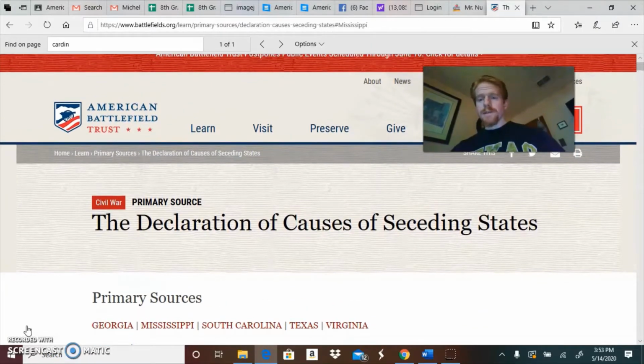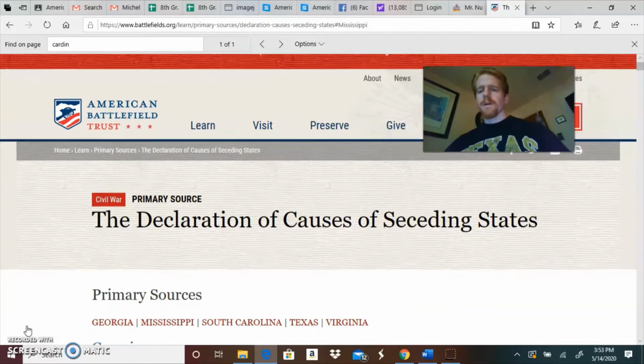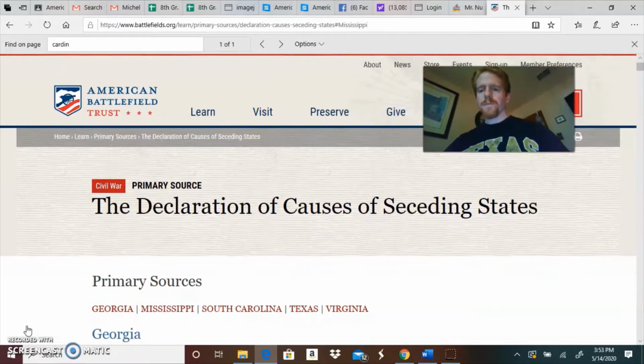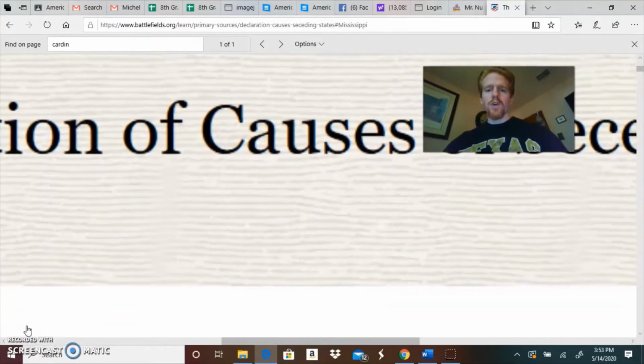Primary document in history means that it is from the actual time period. These are not someone's opinion or someone's telling of the story. These are documents that came from the period in question. So luckily the states told us why they left in these articles of secession or declaration of causes.